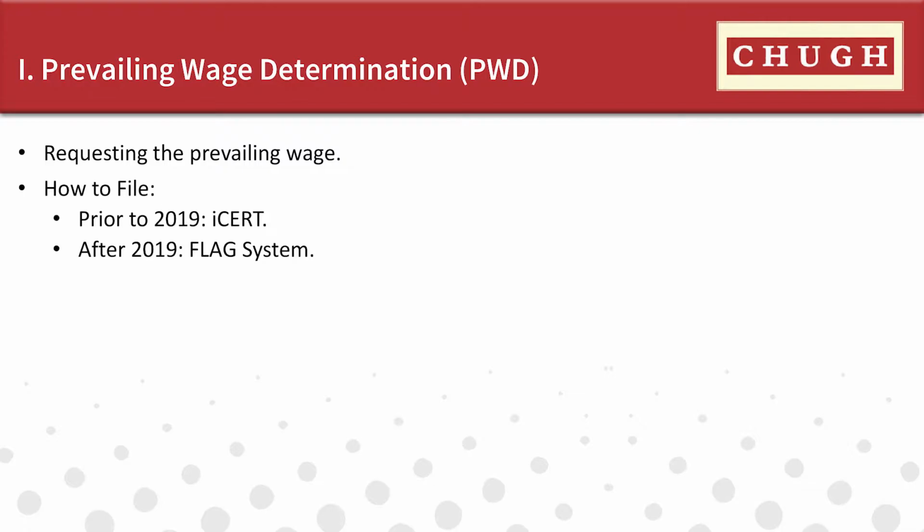Now, how do you file a prevailing wage determination? Prior to 2019, we used a system called iCert. When I first started here, that's what I was using, and gradually they began switching us over to the FLAG system. So currently, in order to file a prevailing wage determination, you have to file it through the FLAG system.